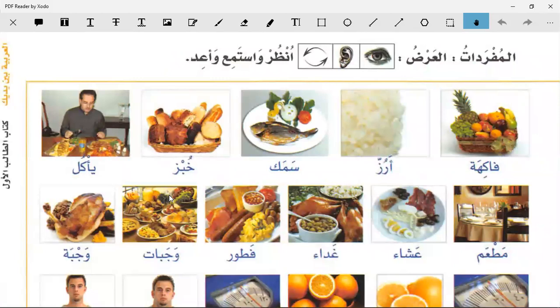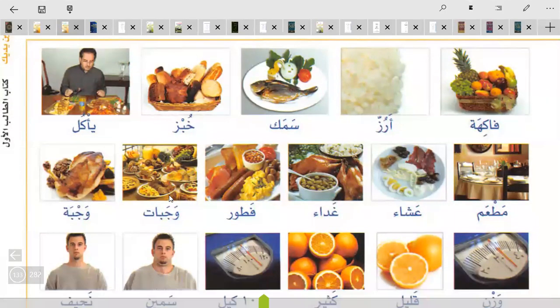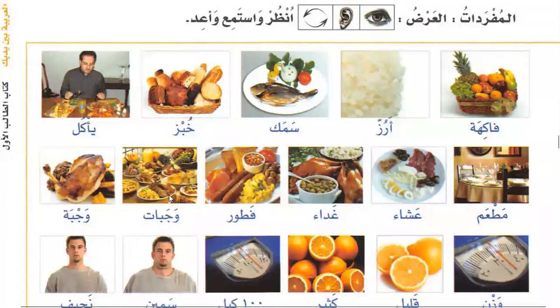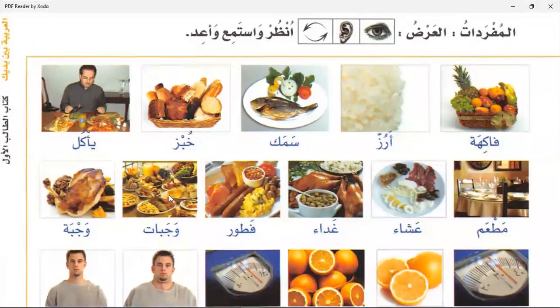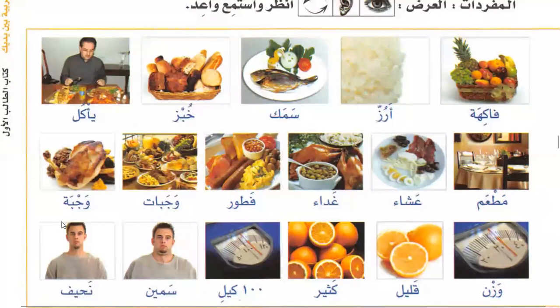Miss Rahma, read the vocabulary and tell the meanings also. Ms. Rahma, unmute your microphone. Aruzun. Samakun. Kobusun. Tell the meaning also, Ms. Rahma. You need to tell us the meaning of these words.